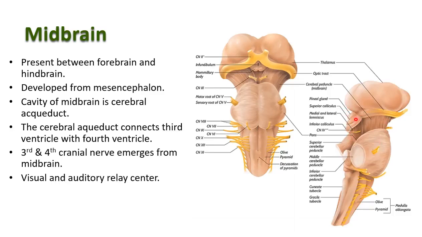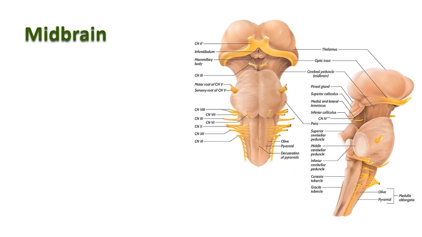Now this midbrain also serves as a visual and auditory relay center. The fibers of the retina come and relay into the superior colliculus. In the same way, the auditory fibers relay into the inferior colliculus. We'll discuss what the superior colliculus and inferior colliculus are, and what their functions are, in the coming slides. It is almost 2 centimeters in length, and as I told you, it occupies the tentorial notch. We will move on to the other features of the midbrain.